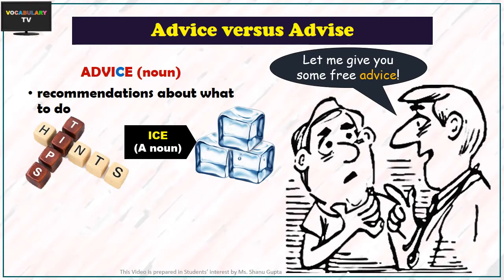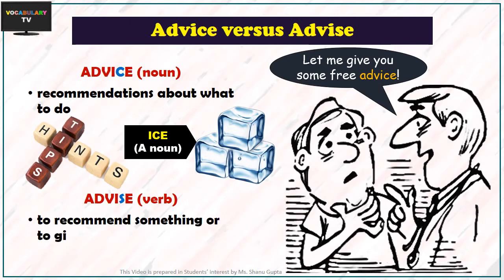The same mnemonic works for our next three word pairs as well. The counterpart of advice is advise, which ends in ISE and is a verb. To advise someone means to recommend something or to give advice about something.